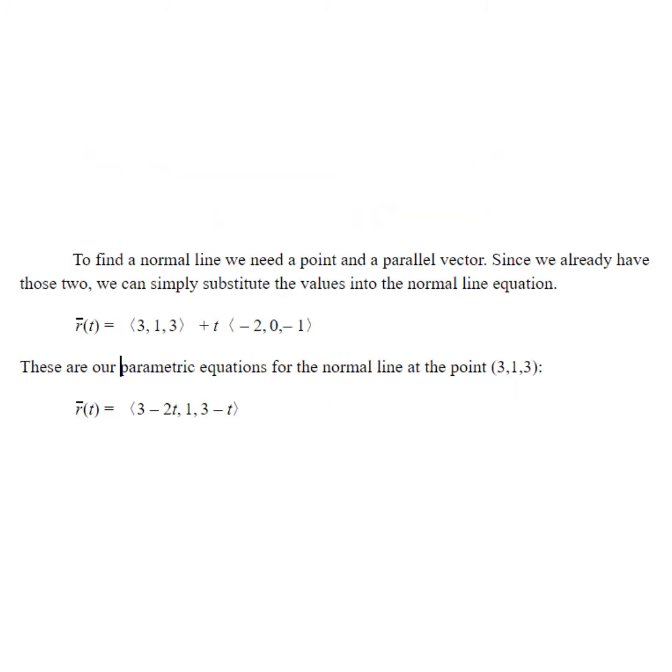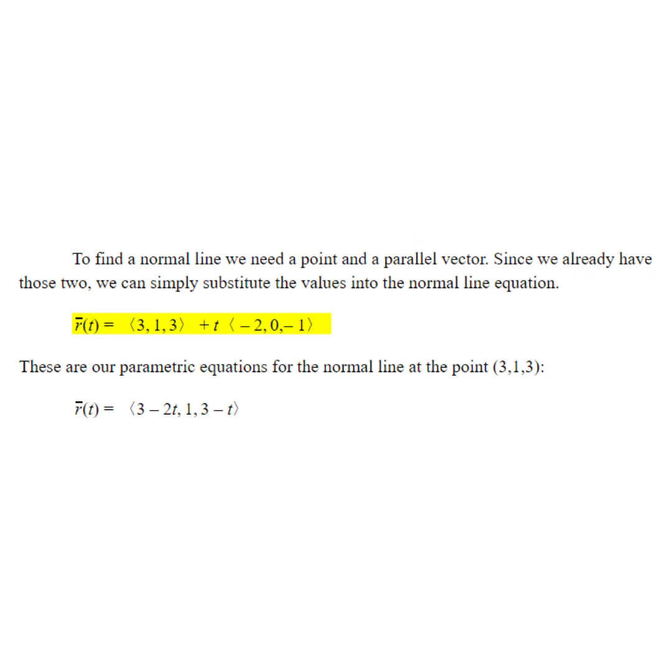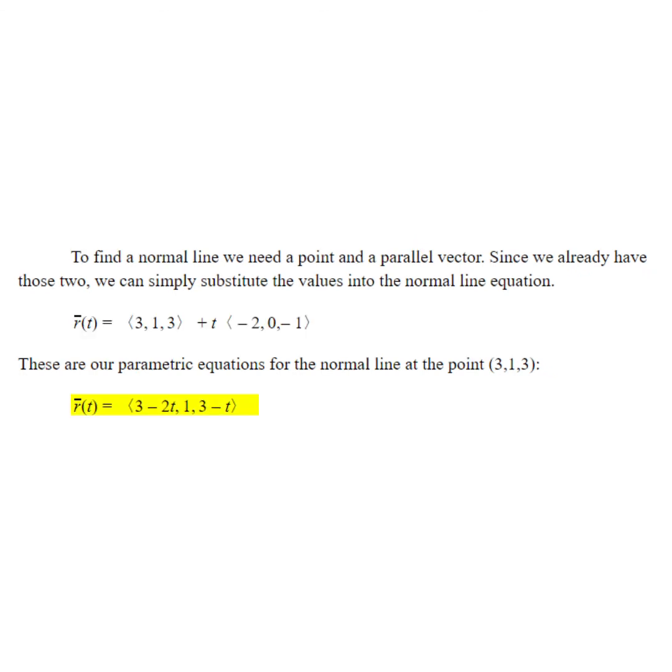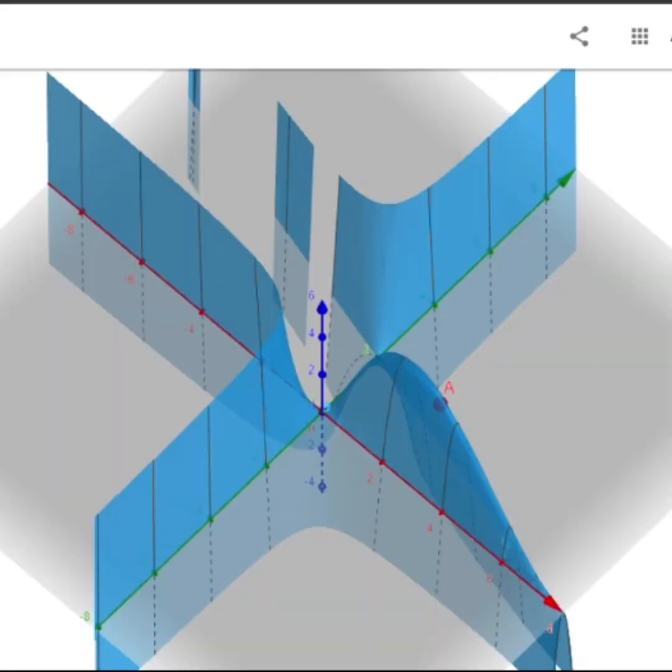To find the normal line, we need a point and a parallel vector. Since we already have those two, we can simply substitute the values into the normal line equation. And these are our parametric equations for the normal line at the point 3, 1, 3. Once we have found the equation of the tangent plane and the normal line, we use GeoGebra to graph them. And this is the normal line, and this is the tangent plane.